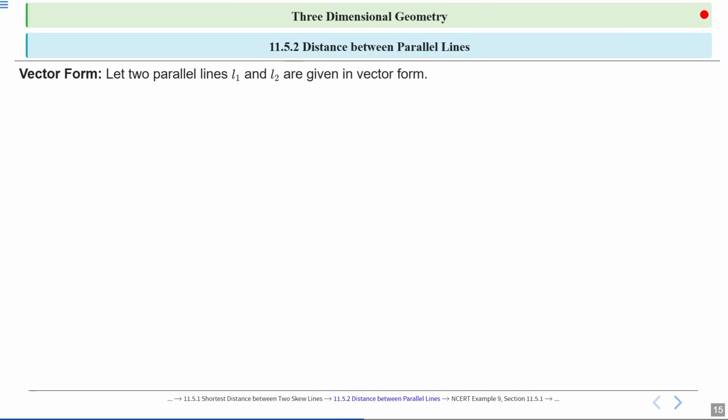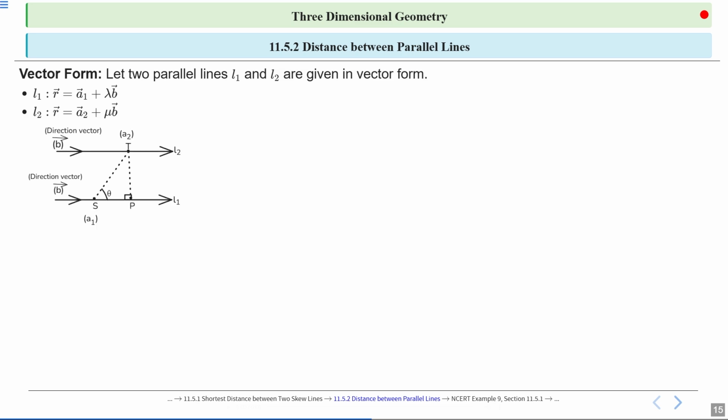Now vector form. Let's start looking at the vector form of two parallel lines in three-dimensional geometry. We will see how these lines are represented using vectors, which helps us analyze their positions and directions in space. First, we have the equation for the first line L1 as R vector is equal to A1 vector plus lambda B vector. For the second line L2, the equation is R vector is equal to A2 vector plus mu B vector. You can see in the figure.